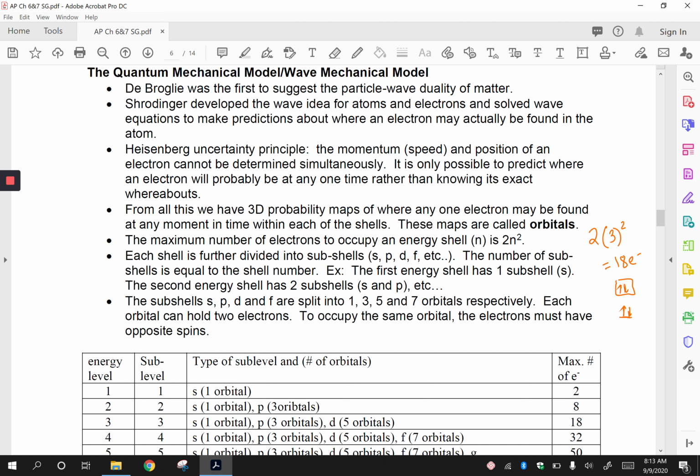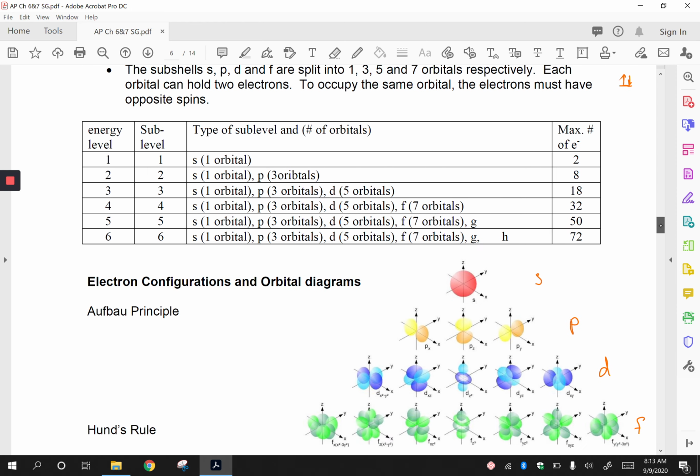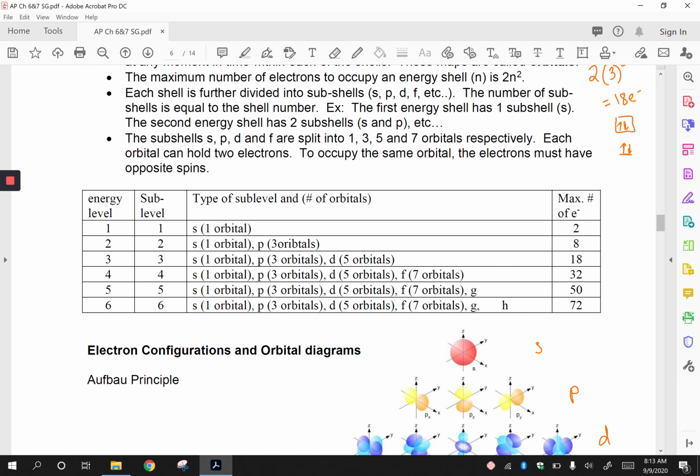It just means they're spinning in opposite directions. This table here shows you how we came up with that 2n squared. And I think it's a good visual to understand how many sublevels and levels and orbitals there are.